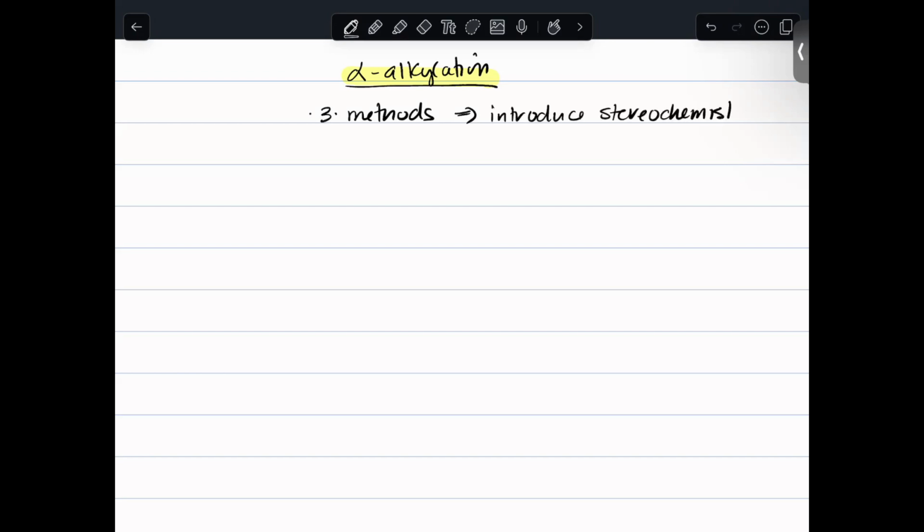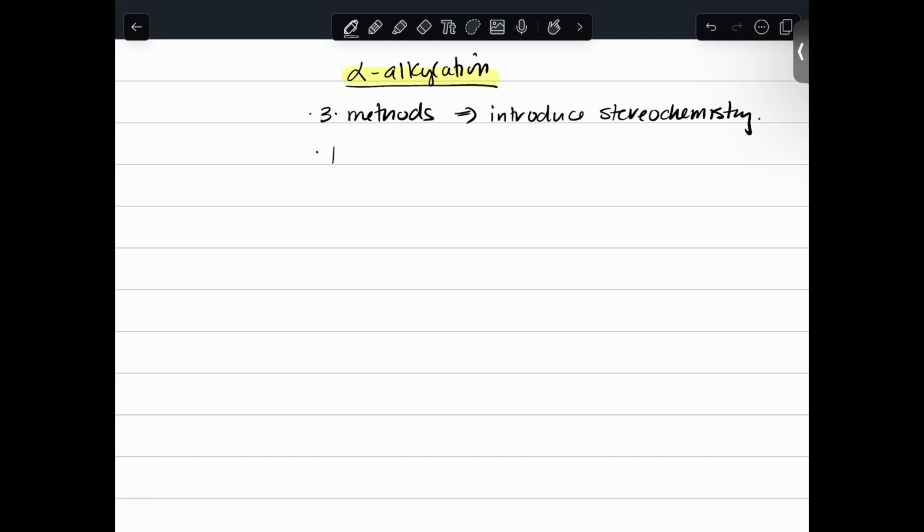Okay, so for today's lecture, we are going to continue discussing alpha alkylation. And in our first lecture, we talked about the fact that there are three methods to alpha alkylation, specifically to introduce stereochemistry. In sophomore organic chemistry, we only talk about the reaction. We don't talk about how you form a racemic mixture, which is really inefficient. And so in this case, we're talking about how to form one enantiomer over the other.